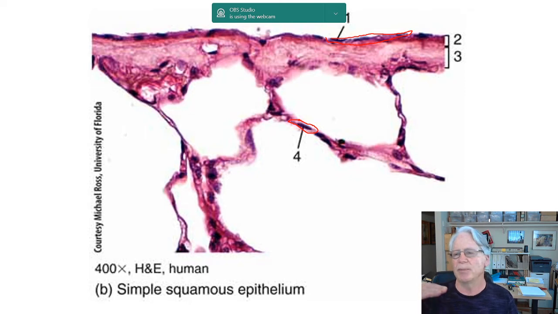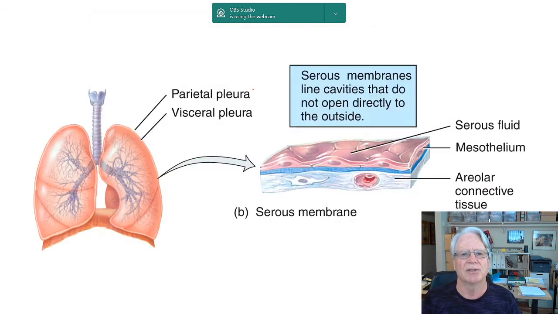So if you're thinking about a plate, remember simple squamous epithelium is a single cell layer thick, and it's flat cells. If you visualize each cell being a plate, what you're looking at is from the side of the plate like this, rather than down from the top. And let's go to the next slide.